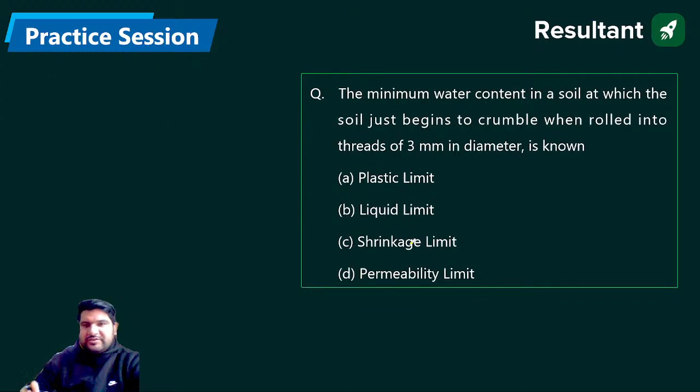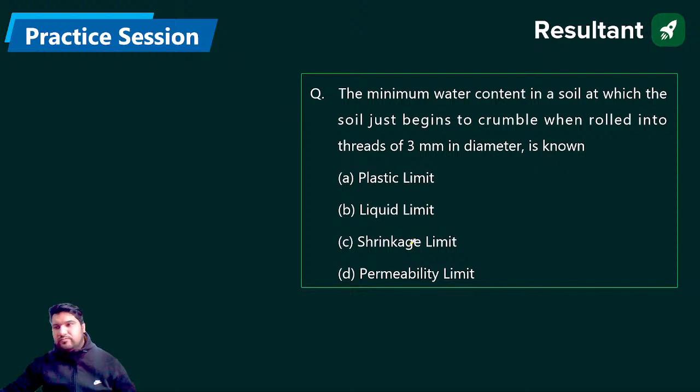Okay, next question on your screen. So we have the minimum water content in a soil at which the soil just begins to crumble when rolled into threads of 3 mm dia is known as. So what is the limit of the soil then? Quickly mark down the answer.